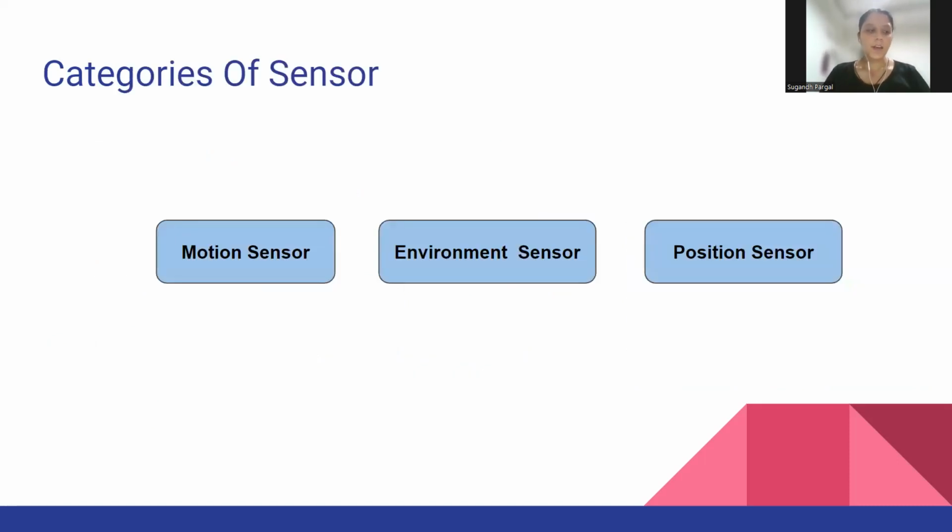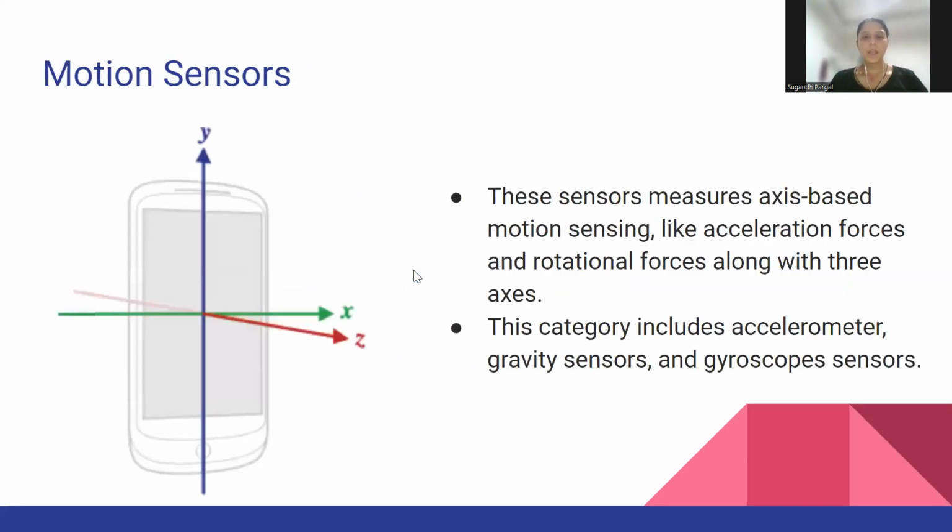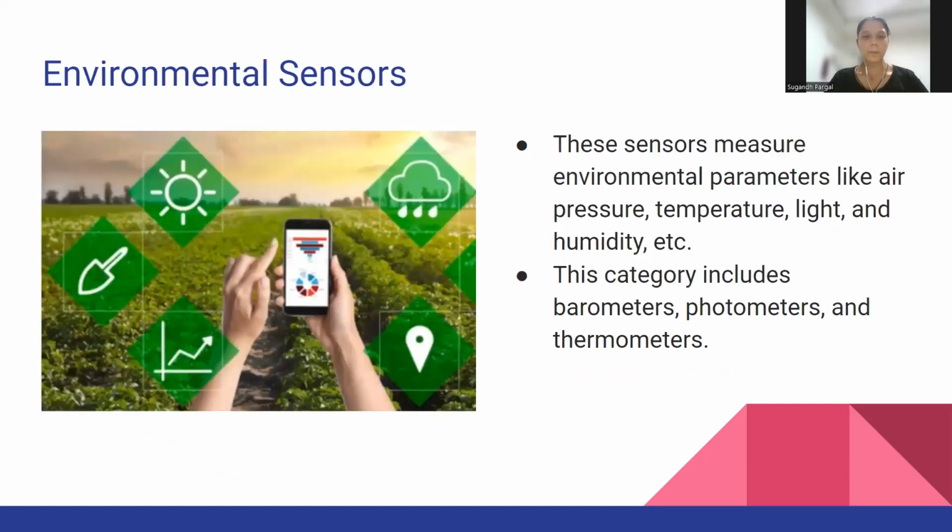Accordingly, the sensors have been categorized into three broader categories. One is the motion sensor, then the environmental sensor, and the position sensor. The motion sensors are the ones which measure axis-based motion sensing, like acceleration forces and rotational forces along the three axes. This category includes accelerometer, gravity sensors, and gyroscope sensors in the X, Y, and Z direction.